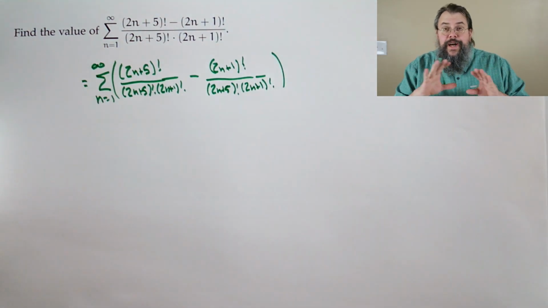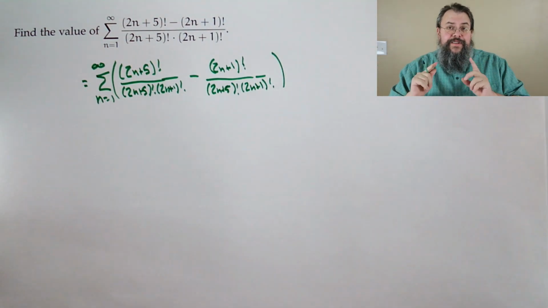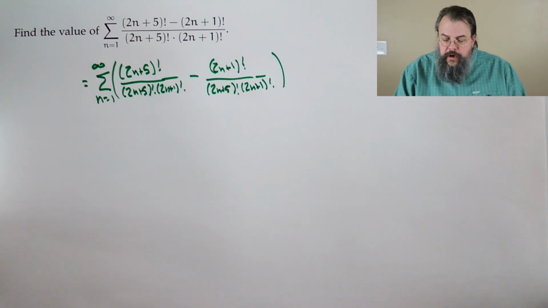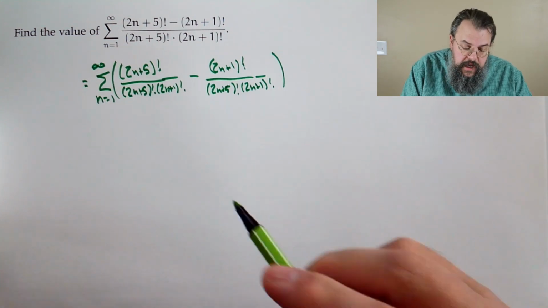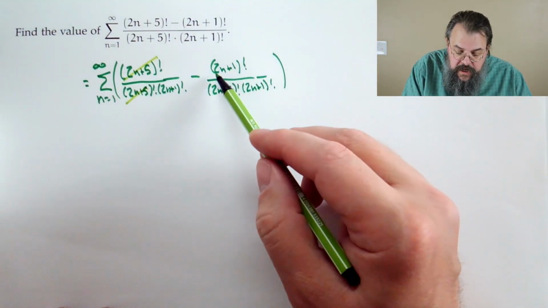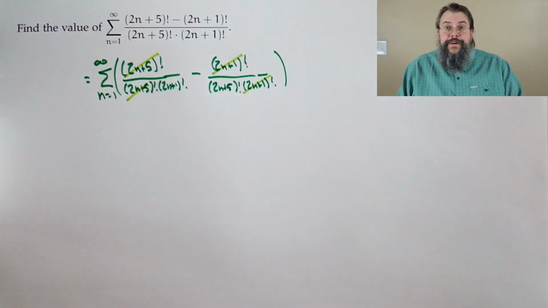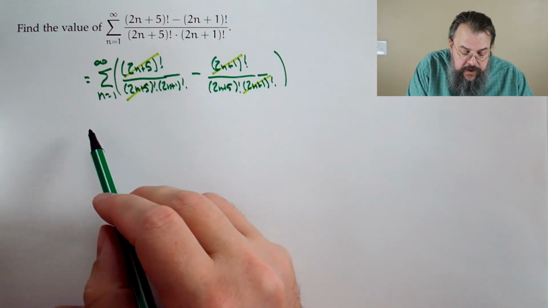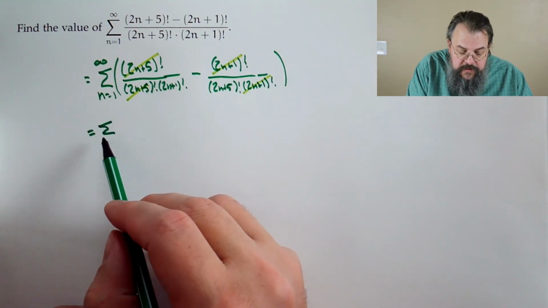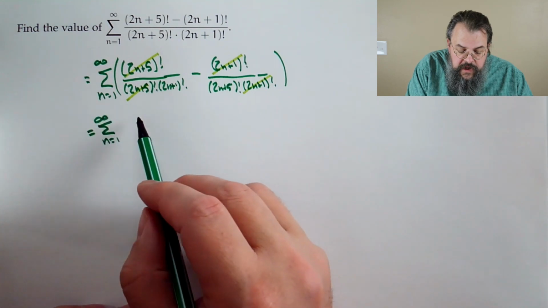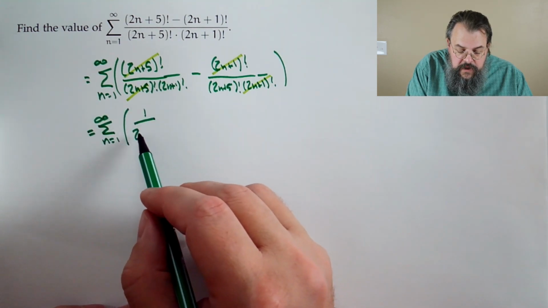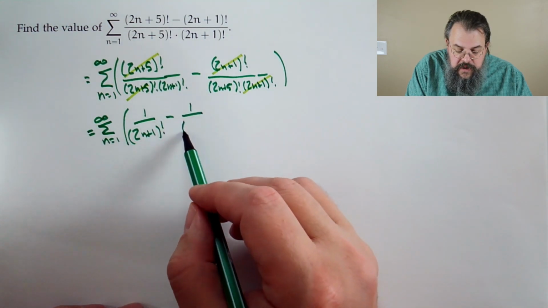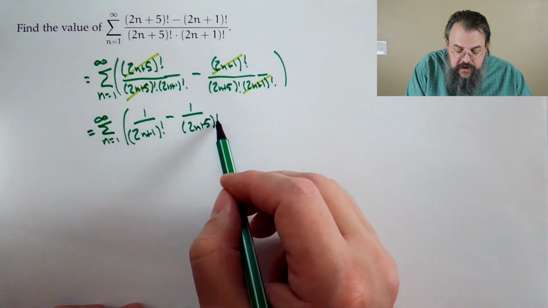At this stage, we're not going to break it up into two sums. That's not how telescoping works. Keep it as one sum, but our goal is to simplify. The (2n plus 5) factorial is there, the (2n plus 1) factorial is there, and they're canceling out. That's great. So what we really have is the sum from 1 to infinity of 1 over (2n plus 1) factorial minus 1 over (2n plus 5) factorial.